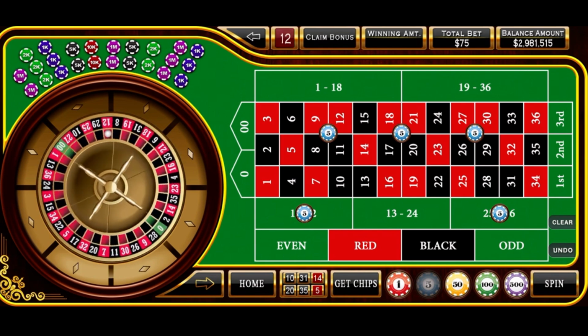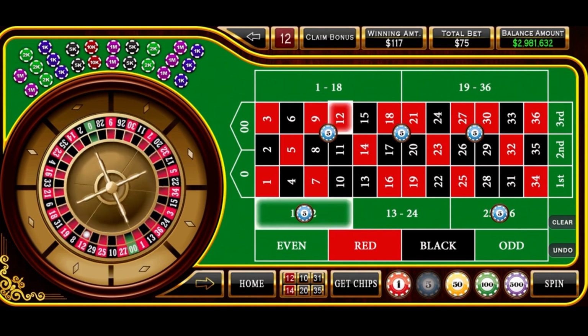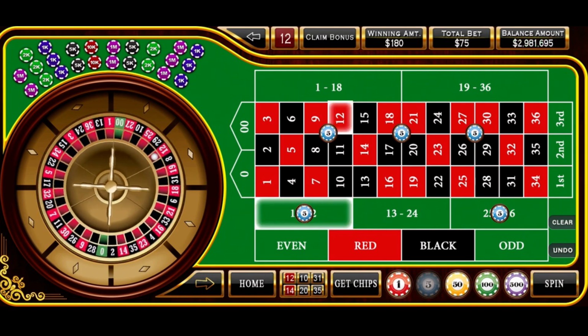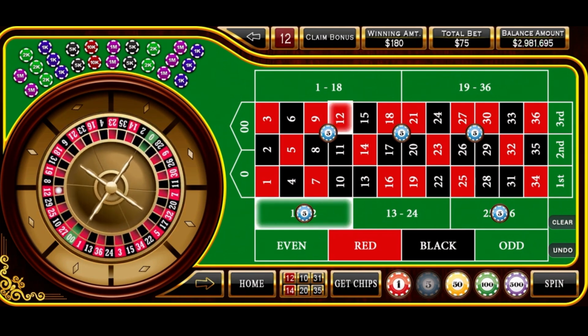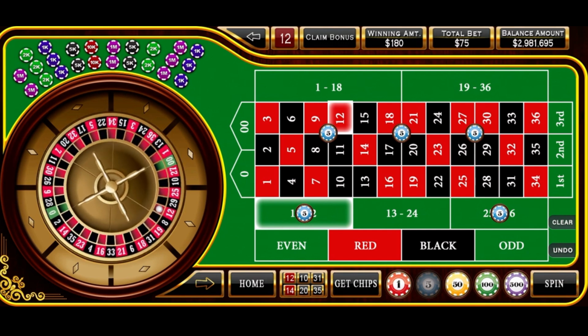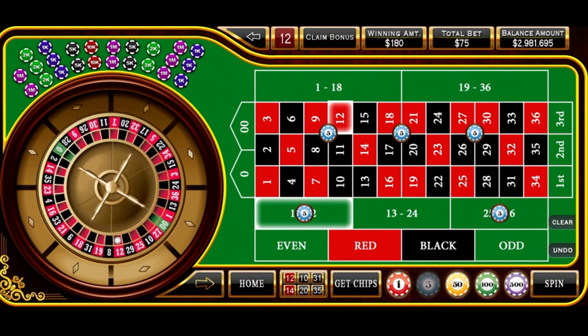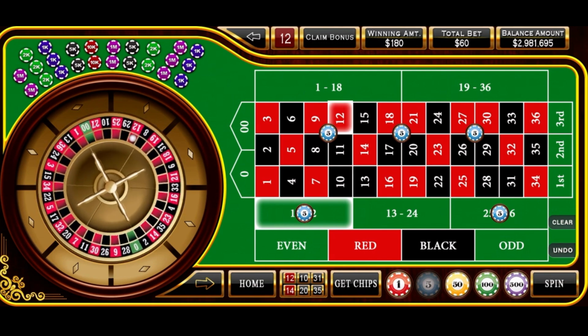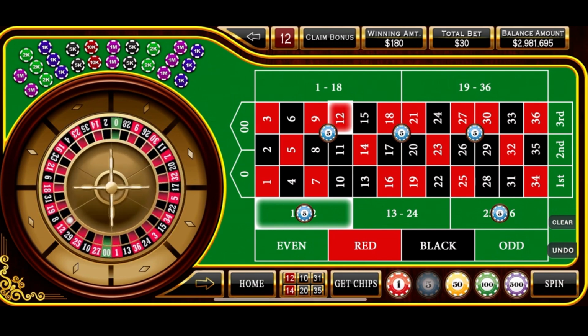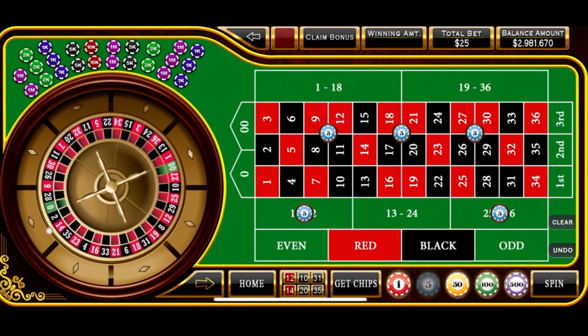And this time it's 12 red, so that's a double hit for us. And that puts us at a new session high at 1695. So that's a nice hit for us. We got the corner bet and the dozen bet. So when you get them both, it adds up pretty quick. So let's go back down to our base level at $25.